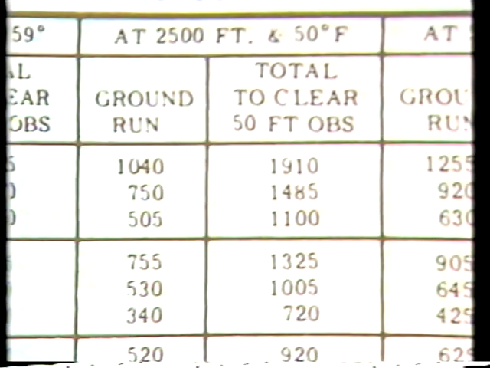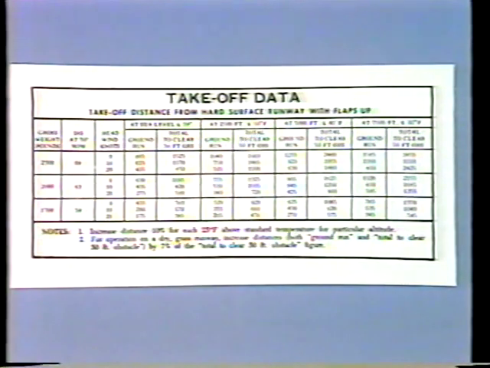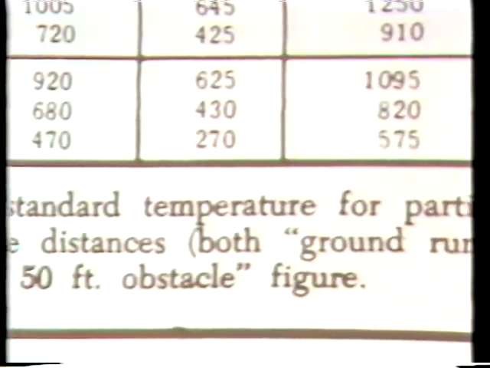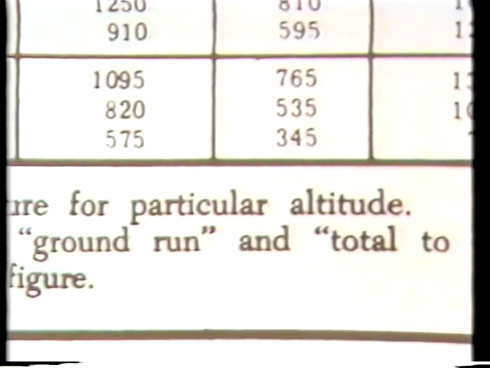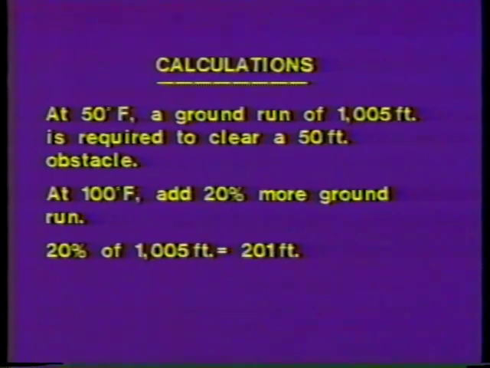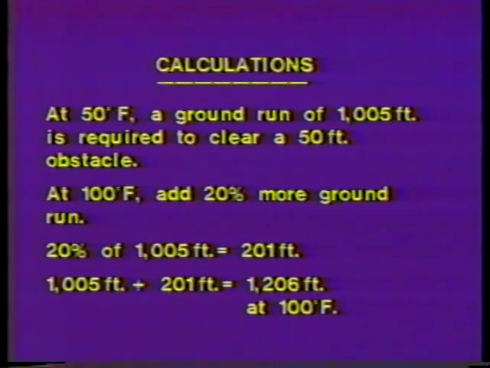Because the outside temperature is not 50 degrees Fahrenheit, refer to note number 1. The note says to increase distance by 10% for each 25 degrees Fahrenheit above standard temperature. Since the distance required to clear a 50-foot obstacle at 50 degrees Fahrenheit is 1,005 feet, for our 100-degree temperature you would need to add 20% more to clear the same 50-foot obstacle. 20% of 1,005 feet is 201 feet. So the total distance to clear a 50-foot obstacle is 1,206 feet.